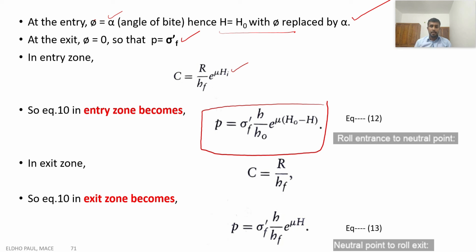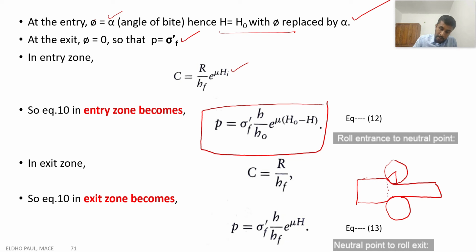So during the rolling process, this is the entry point, this is the exit point, and we have a neutral point, not at the center, but towards the exit. So this region is from the roll entrance to the gap, up to the neutral point. For this area, to find the pressure distribution, we can use this equation.